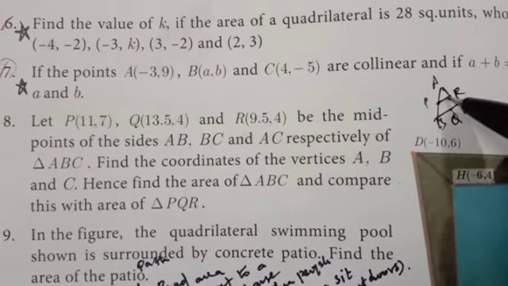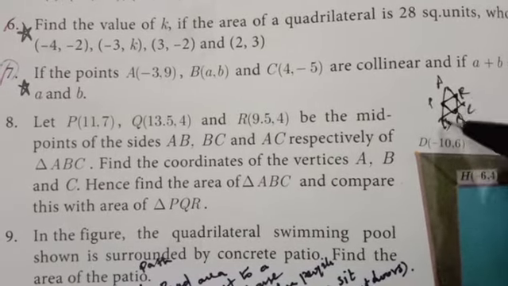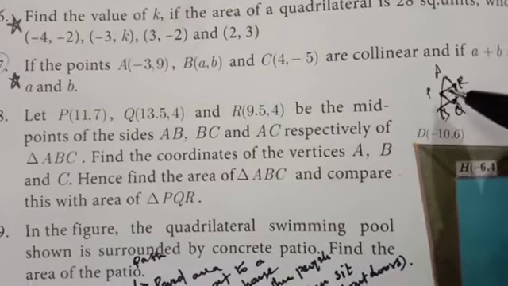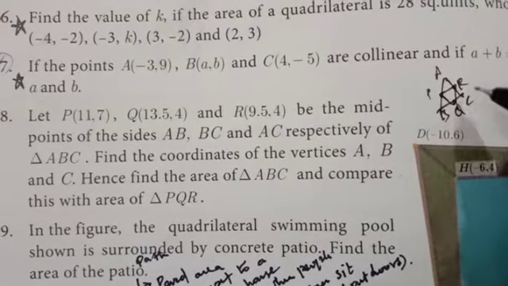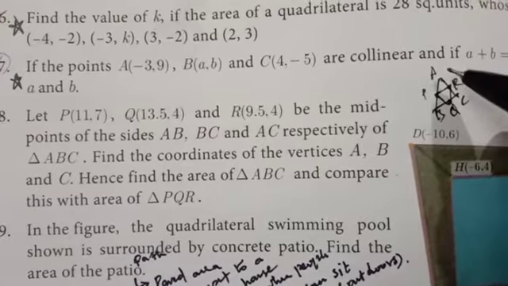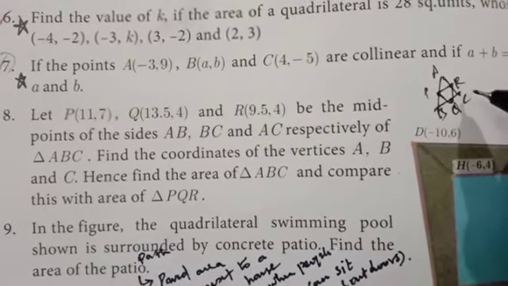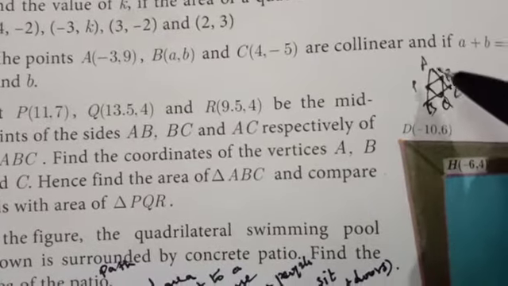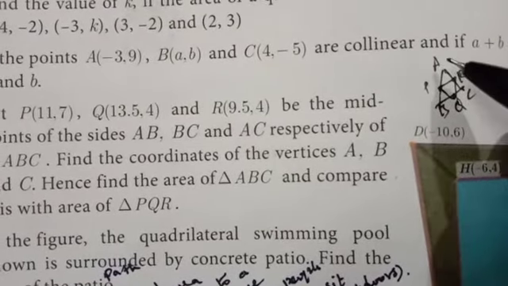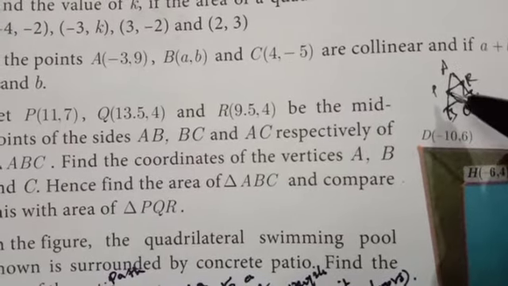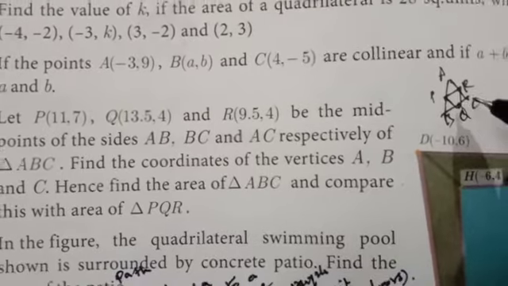Okay, you have to join these midpoints. You get two triangles, ABC and PQR. Since the midpoints are given, using these midpoints you have to find the vertices of triangle ABC. After finding the vertices, you have to find the area of triangle ABC and the area of triangle PQR. Then we have to compare their areas.